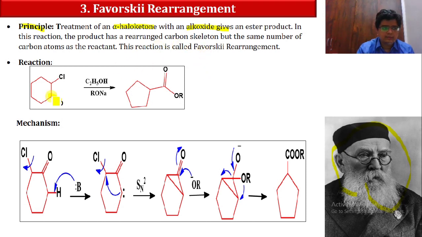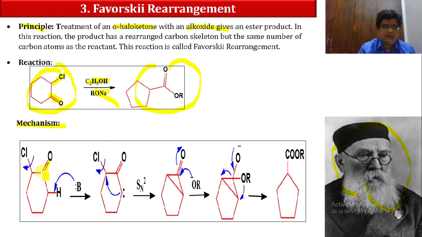Now, this is our ketonic part. In the alpha position, you are having a halogen. That is why it is known as an alpha haloketonic compound. So, this is our alpha haloketonic compound. Now, when it is reacted with ethanol and sodium ethoxide, it will convert into the ester molecule, that is C double bond O R. So, now let us understand it by its mechanism.